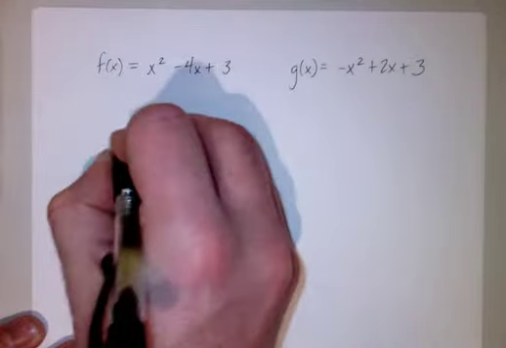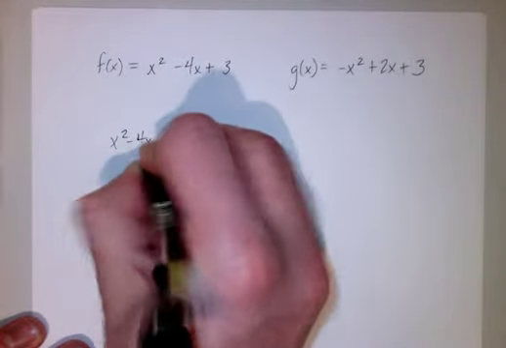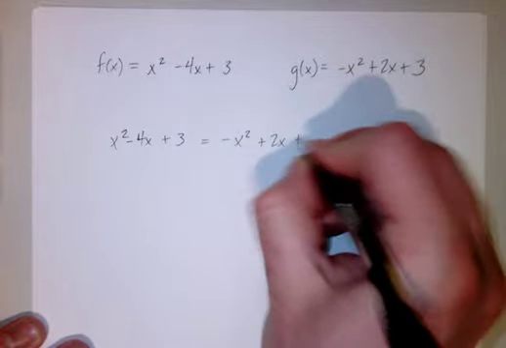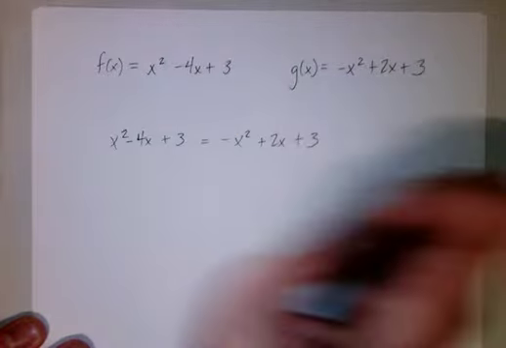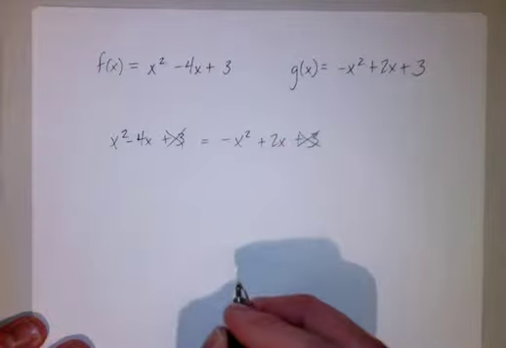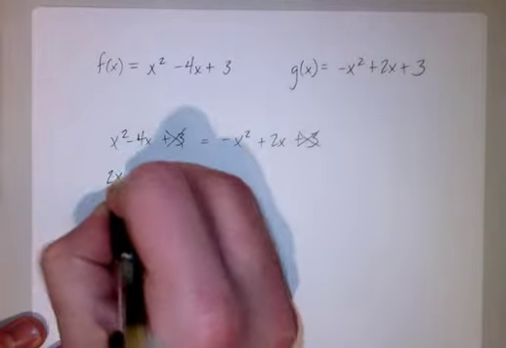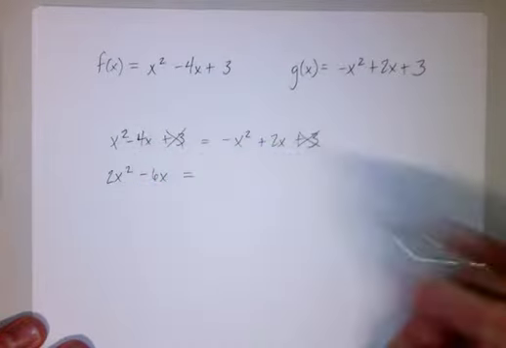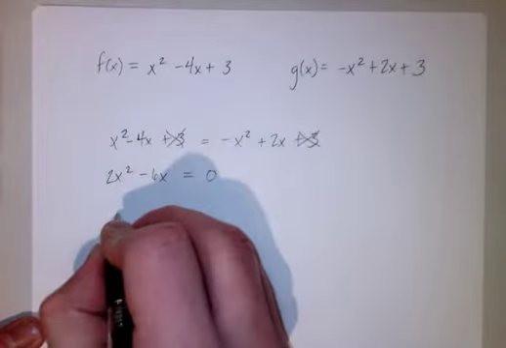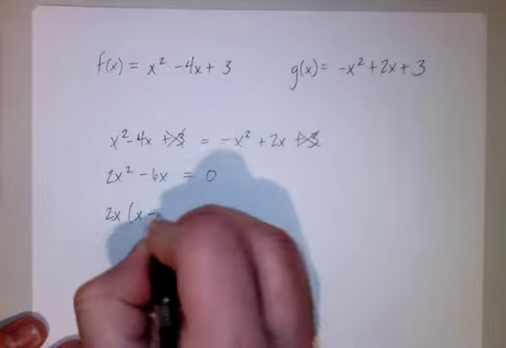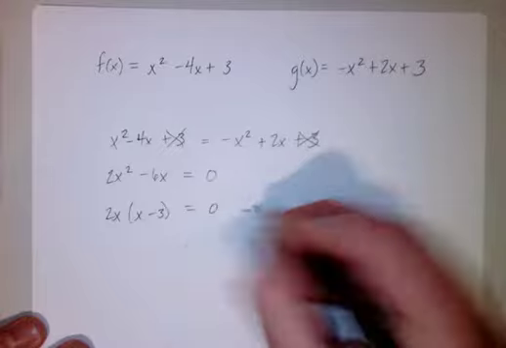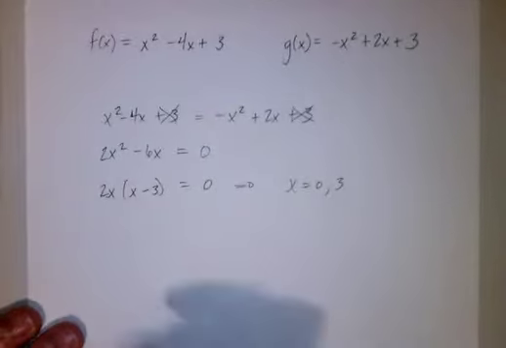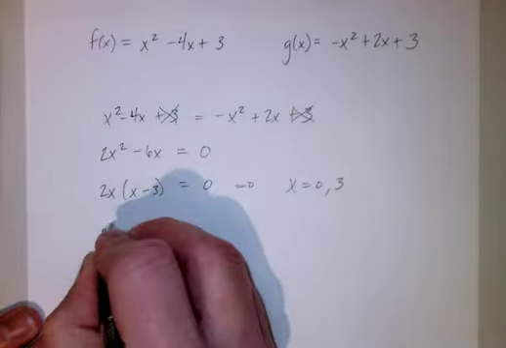So let's go ahead and set them equal to each other to find out where they meet. Well, the plus 3 and the plus 3, that winds up making things just a little bit easier. And we're going to go ahead and get 2x squared when I add x squared to both sides, minus 6x when I go ahead and subtract 2x from both sides. And if I pull out a 2x, I get x minus 3 is equal to 0. And that means x is equal to 0 and 3. My limits of integration are going to be 0 to 3.